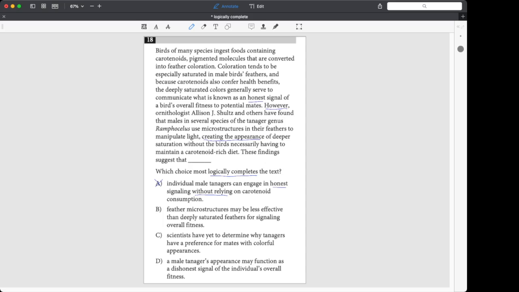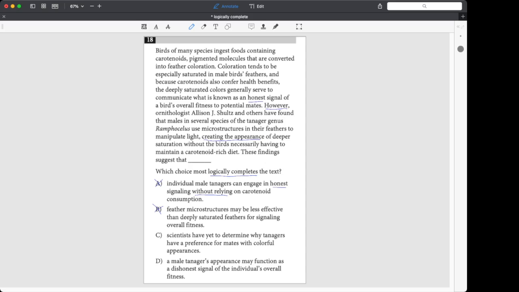What about B? Feather microstructures may be less effective than deeply saturated feathers for signaling overall fitness. Now the finding basically told us the birds are faking it. They're just pretending that they have the saturation from the carotenoids, but it didn't say anything about its effectiveness. And since the study didn't say anything about its effectiveness, we can't pick B. That would be speculating, and we don't want to speculate. In real life, we might speculate and be like, hey, those birds that are faking it, how can they be as good as the real bird that actually ate the food? Maybe in real life, but in here, we can only go with what the study told us. So B is not going to work.